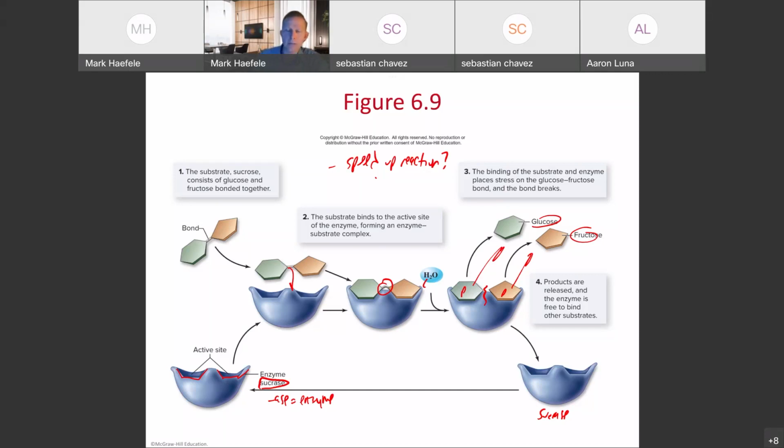So I know what you guys are thinking. You're probably thinking, well, how fast was this? Well, let's take a look at this. This is basically milliseconds. So what do you think? Did the enzyme speed up the reaction?